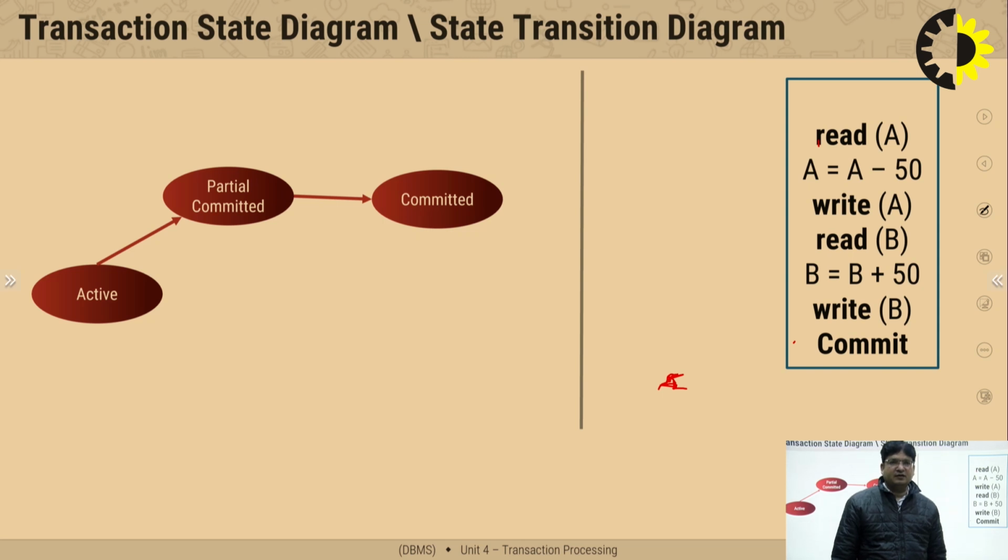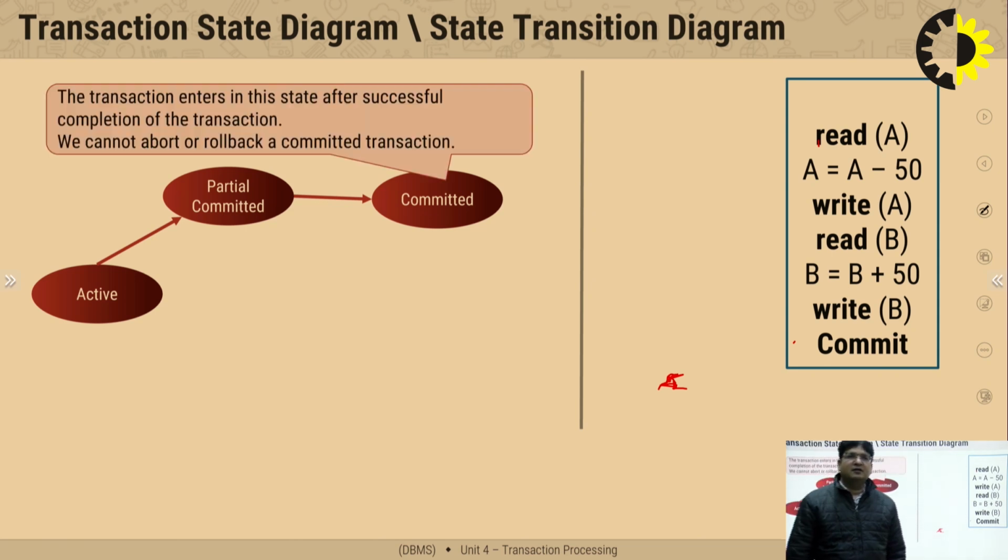Now after the partially committed state, the next state will be the committed state. The transaction enters this state after the successful completion of the transaction. We cannot abort or roll back a committed transaction. Committed means the changed values of A and B are reflected in the disk. When the changed values are reflected in the disk, then we say the transaction has committed.